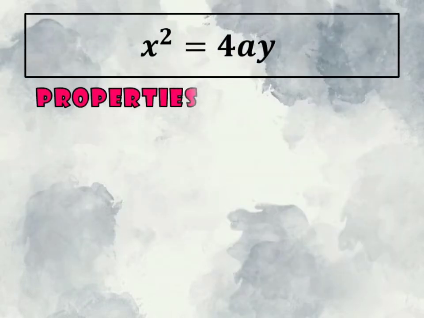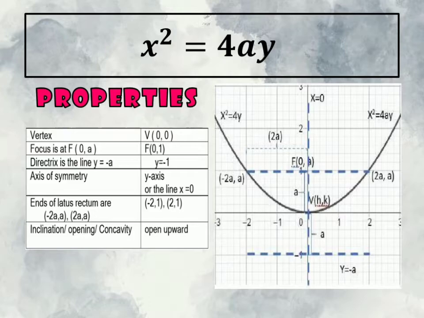Our third equation is x squared equals 4ay. The vertex is at 0, 0. The focus is at (0, a). Since the value of our a is 1, our focus is (0, 1). The directrix is the line y equals negative a.